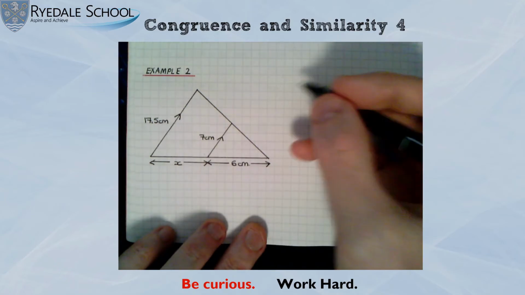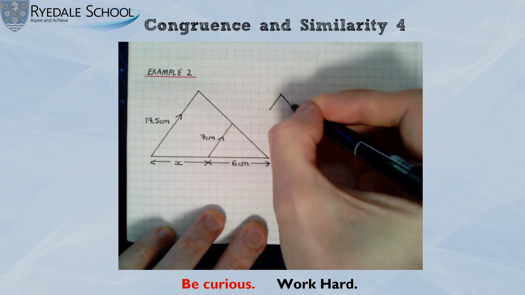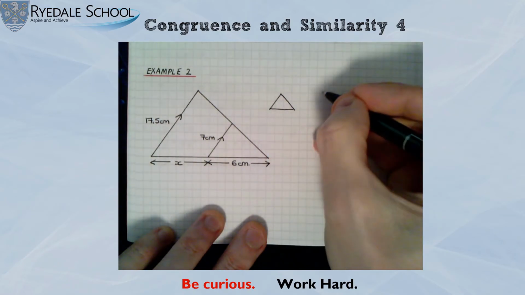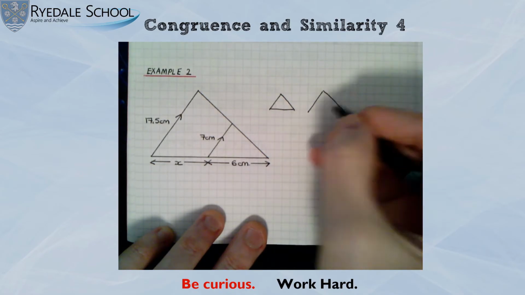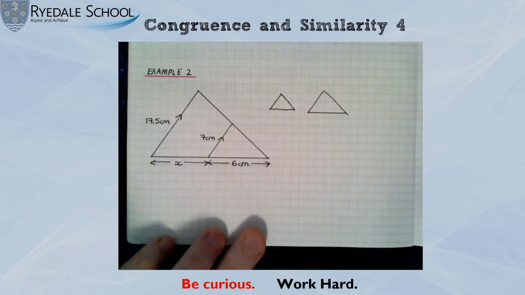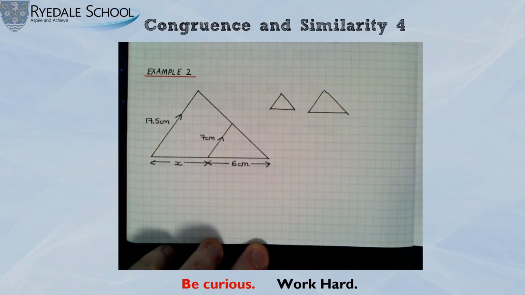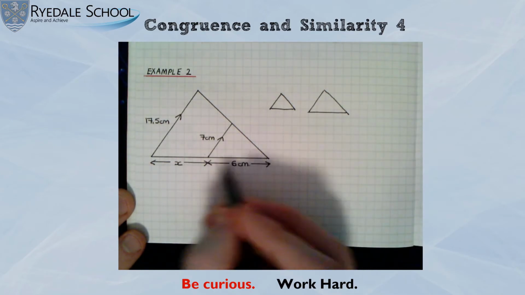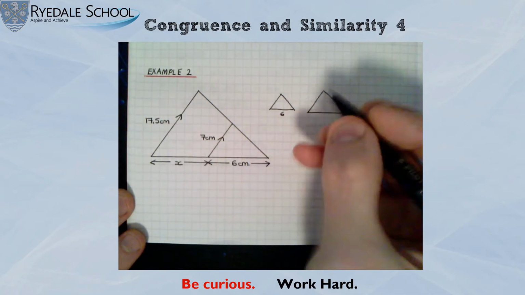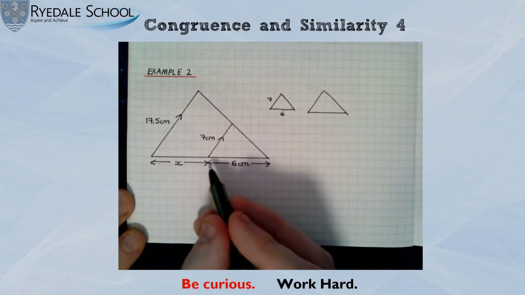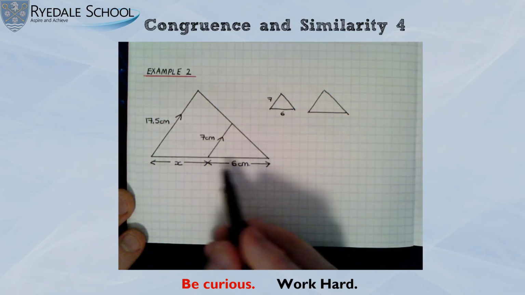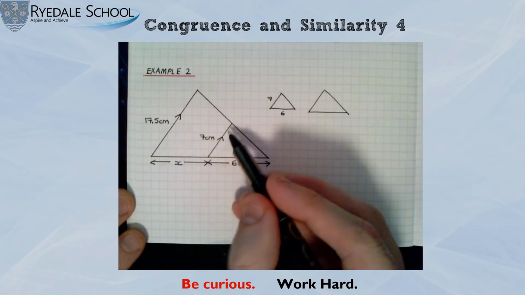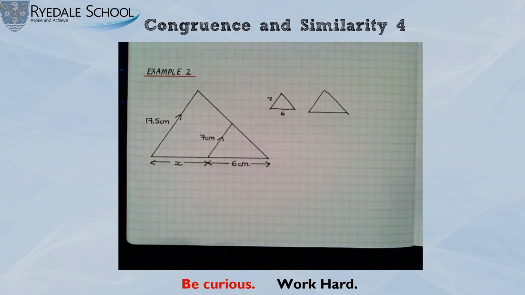So I'm going to do a sketch of the small one, and I'm going to do a quick sketch of the big one. I know you'll be doing your sketches with a pencil. Okay, I'm just using a pen so it stands out on camera. So I have 6, I have 7. Don't worry about the fact that my 6 centimetres looks longer than my 7, because this just isn't drawn accurately.